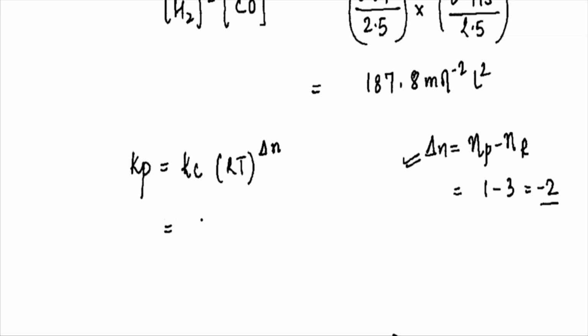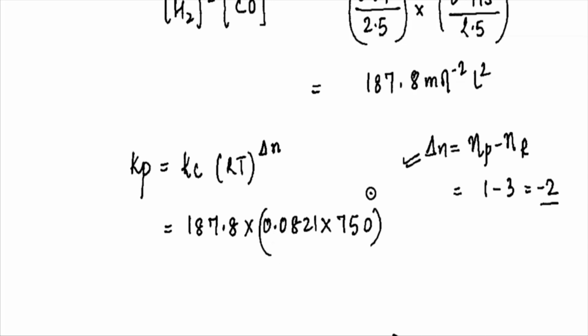Now let us put the value. So 187.8 into R, which is 0.0821, and temperature is 750, and this is whole to the power minus 2, right? And if we just solve this up, the value that we get will be equal to 0.05 atm, right? So this is the Kp and Kc for this particular question.